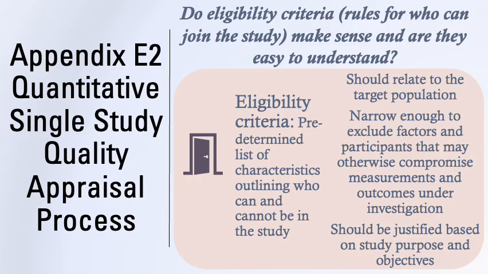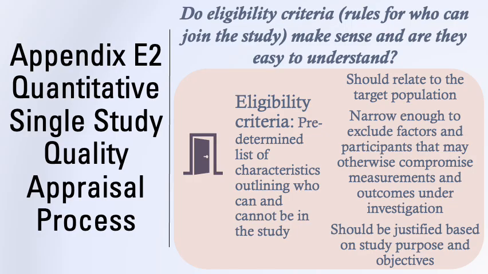Eligibility criteria is a predetermined list of criteria that outlines the characteristics of who will and who will not be included in a study. The eligibility criteria should be clearly stated in the study, meaning that the criteria define the exact characteristics of who can and cannot be included in the study. Eligibility criteria may be based on feasibility, but should also be based on what is ethical and who or what the investigators are truly trying to study.